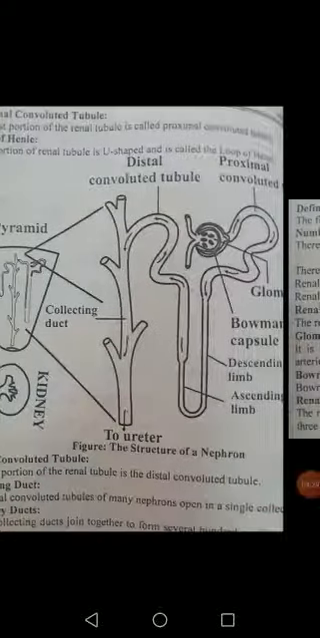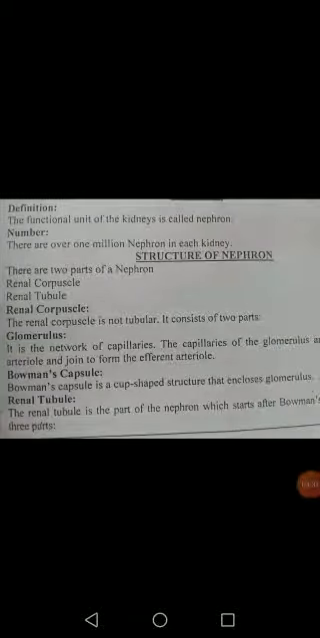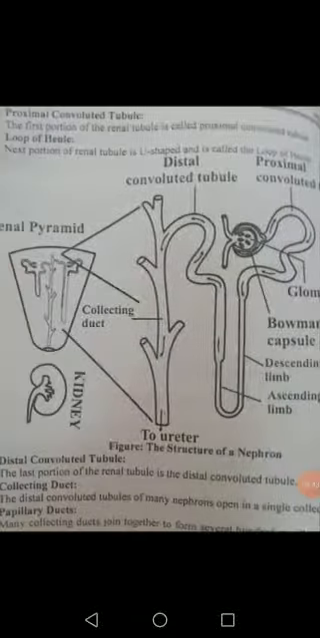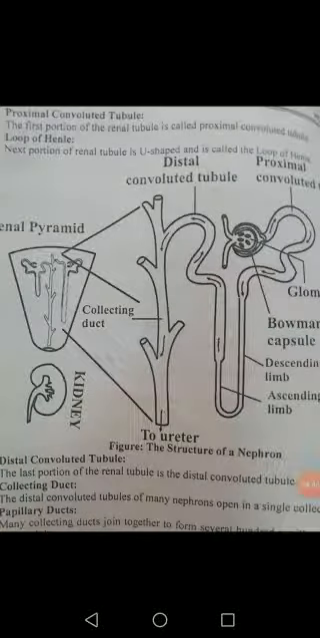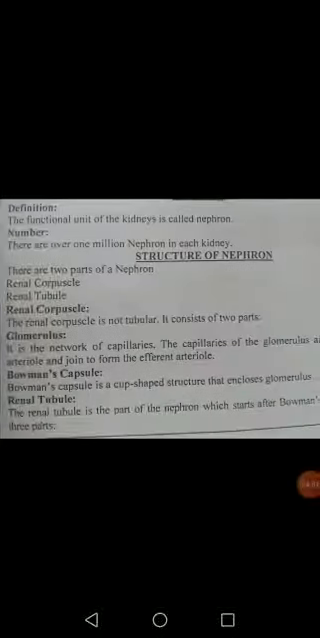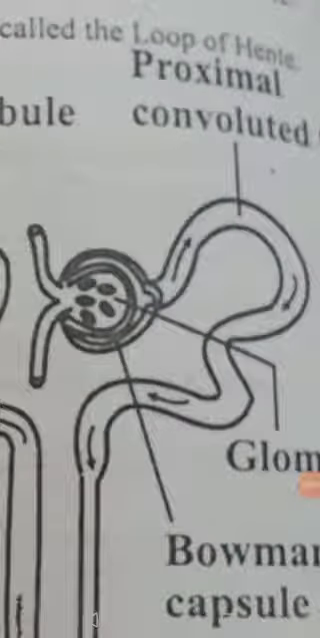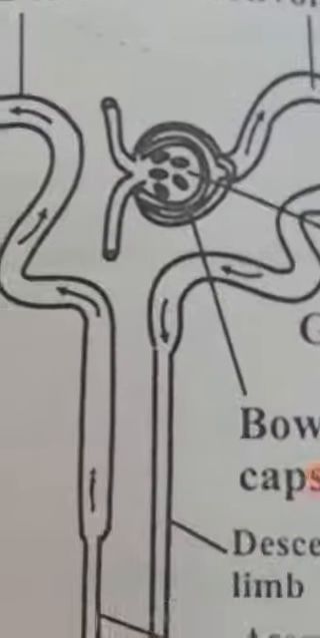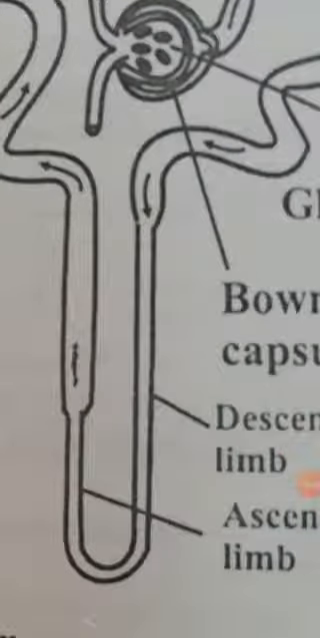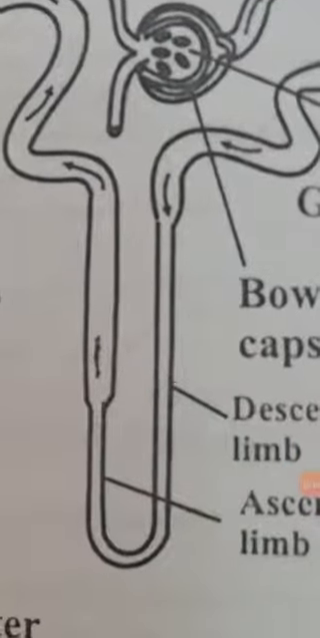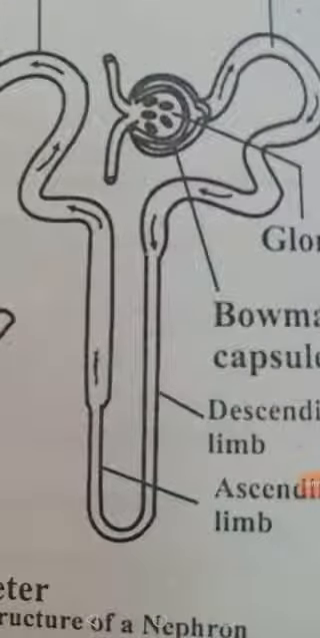The next part of the nephron is the renal tubule, which is a tube-like structure made up of three parts: the proximal convoluted tubule, the loop of Henle, and the distal convoluted tubule. The first part is the proximal convoluted tubule. Then this moves into a U-shaped structure called the loop of Henle, which is further made up of a descending limb and an ascending limb.